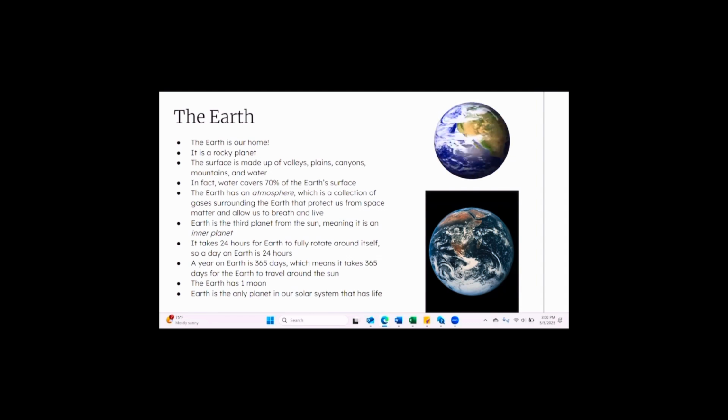That's all the ocean. So the Earth has something called an atmosphere, which is a collection of gases that surrounds us, and it protects us from any space matter and allows us to breathe and live. Without the atmosphere, we would not be able to have life on Earth. Earth is the third planet from the sun, meaning it is an inner planet. It takes 24 hours for Earth to fully rotate around itself, which is also a day. And then the year can be defined by how long it takes the Earth to go around the sun, which for our Earth is 365 days. The Earth has one moon, and it is the only planet in our solar system that has life.